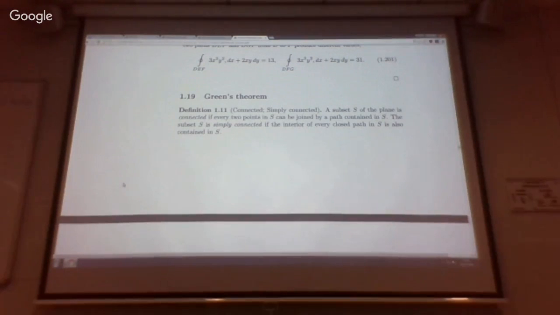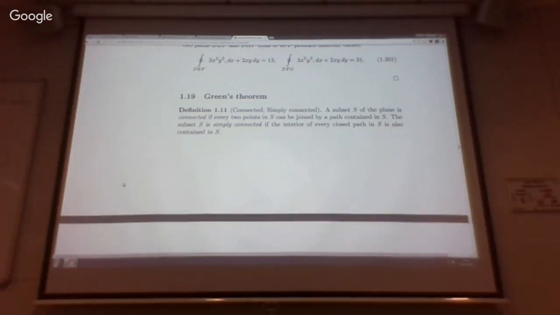Now that's not quite enough, because this region could still be connected even if there was a hole in the middle of it. So if there was a bit in the middle of this region which was not part of the region, it would still be path connected. I could still get from any point to any other along the path within R. So for this one here, I wouldn't choose the straight line because that takes you outside of the region. But I could go around the hole and get from one point to another around the hole.